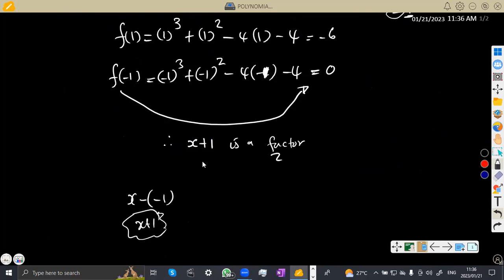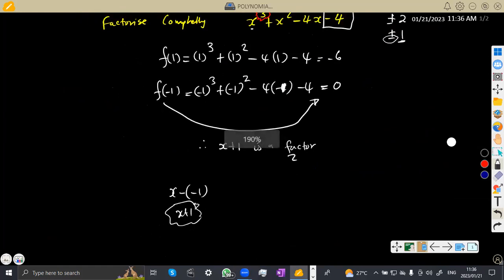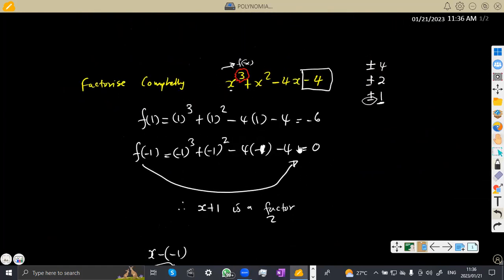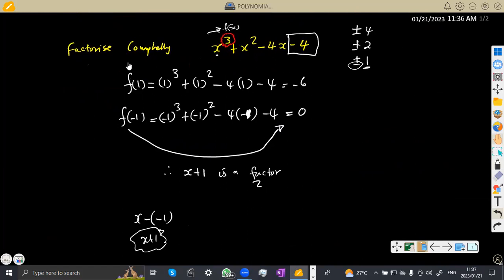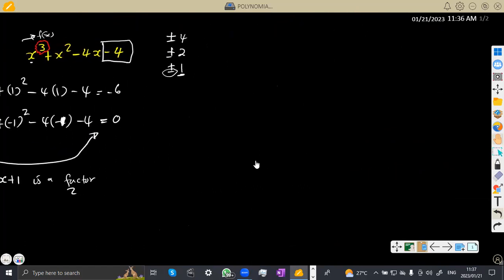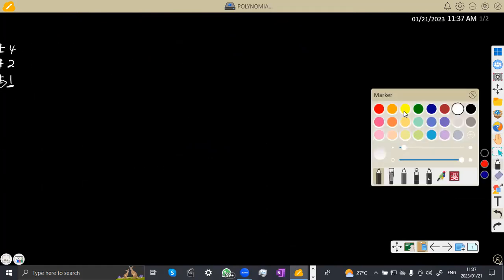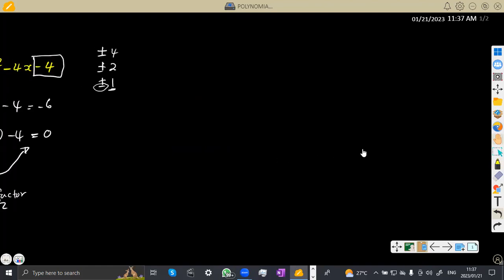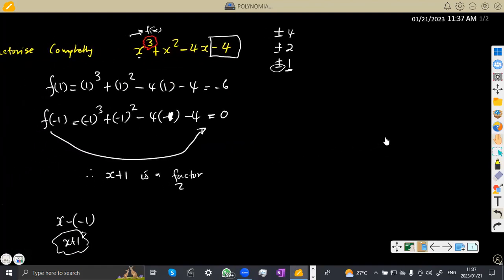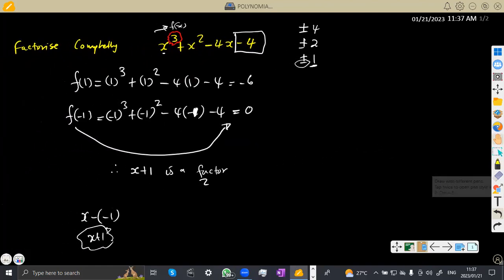So with this factor of x plus 1, what are we going to do now? Remember, the question is for you to factorize completely. So this part now is the one that is going to lead us to the long division. What are we going to do, guys, with our long division? We obtained the first factor, which was x plus 1. So with the first factor of x plus 1, you divide it into this.